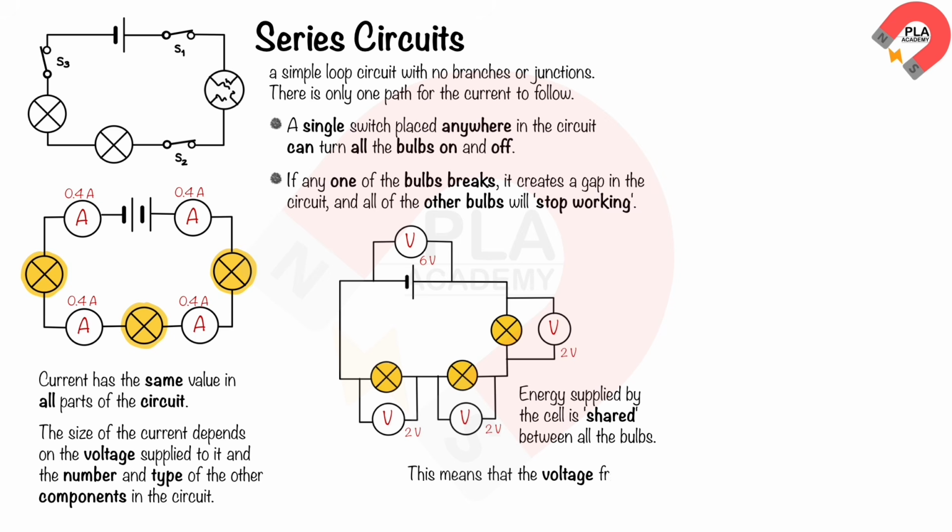This means that the voltage from the cell is shared across each bulb. In a series circuit, the sum of the voltage across each bulb is equal to the voltage across the cell. So the more bulbs you add to a series circuit, the less bright they all become.